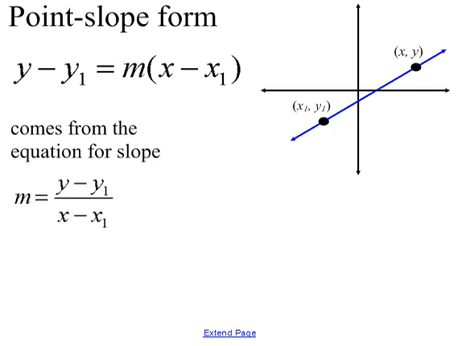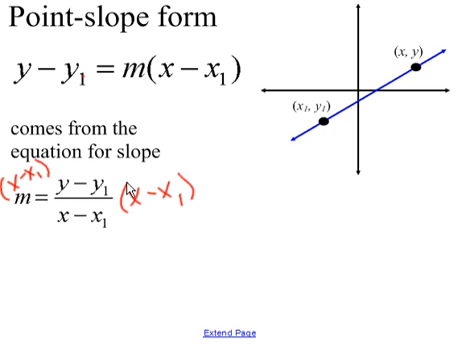Point slope form comes directly from our slope equation, which I just talked about on the other slide, that slope is y minus y1 over x minus x1. So basically all they did to come up with that is they multiplied both sides by the denominator and flipped it around. So you have y minus y1 equals m times x minus x1.